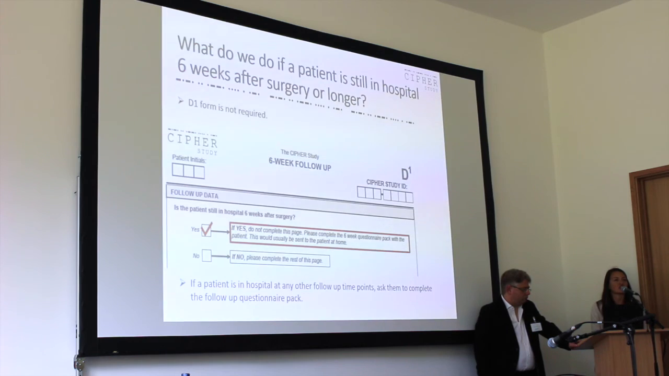If in the rare occasion a patient is still in hospital at 6 months, or they've been discharged but ended up back in hospital, then what we would ask is if you feel that they are able to complete the questionnaire and you can give it to them, then that would be great, and again, just send it to us to enter. It just means that if they're in hospital over that time period and the questionnaire is sent to their home, then obviously they're not going to be able to complete it, so it just means that we get all that data.